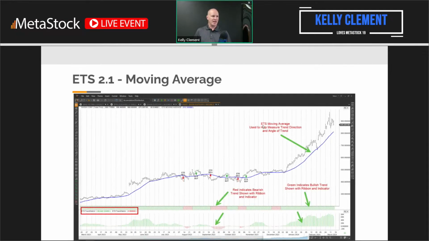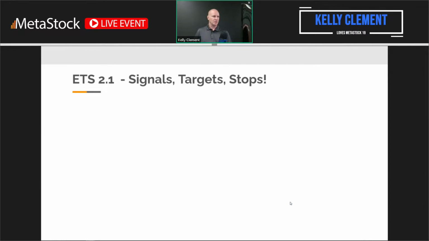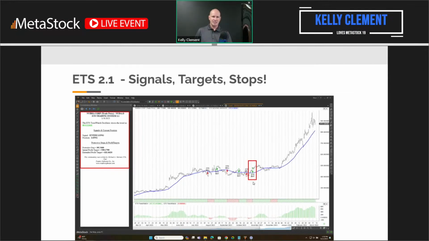So the ETS moving average is used to help measure the trend direction and the angle. And then the ETS trend watch is this indicator down here, which is also indicated by the bullish ribbon. So you've got two indications of the trend watch here. When those align, it gives you a buy signal. It tells you that it's time to get in. It sets a stop for you, which is great. I love systems that provide stops because it helps you protect your profit. It sets a profit target for you.